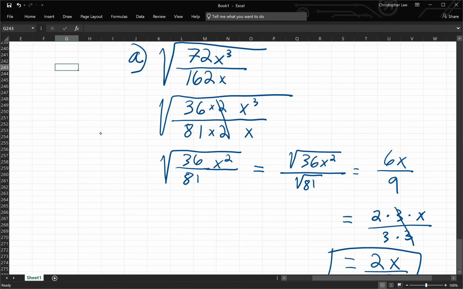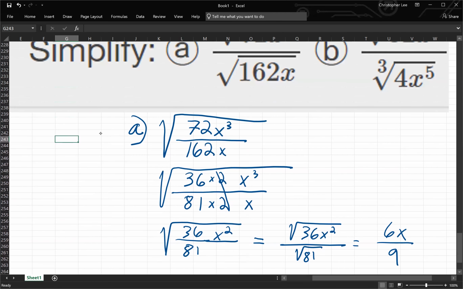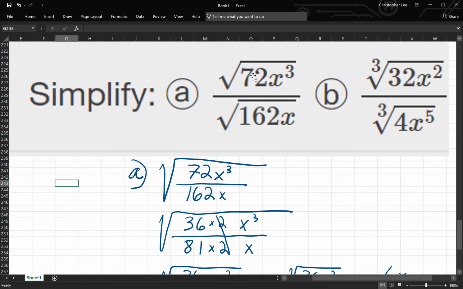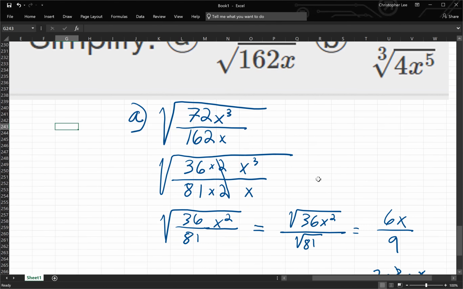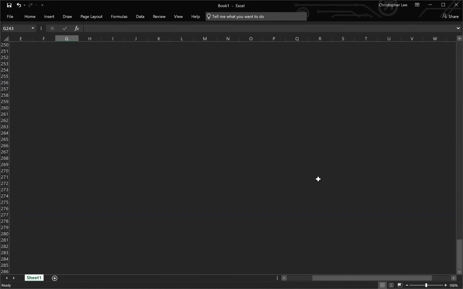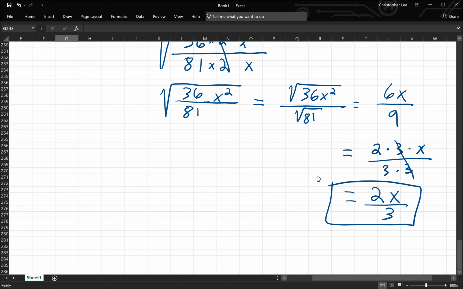The point is that sometimes, even though the question started off like this, right? You could put them under the single radical, reduce it, and then do your square root. You know? Sometimes that's easier to do. Right?